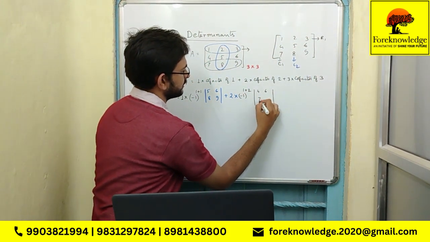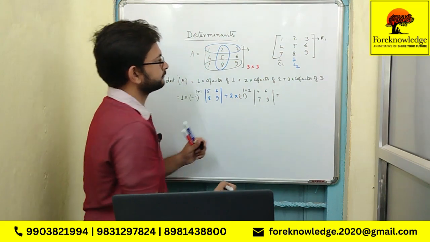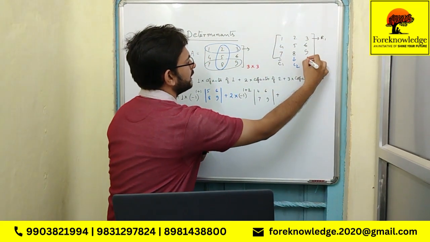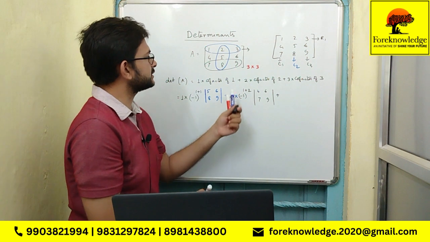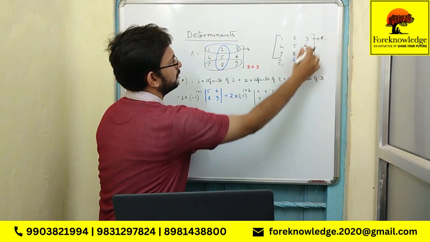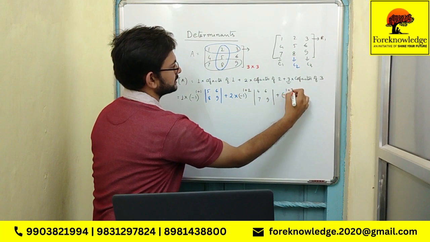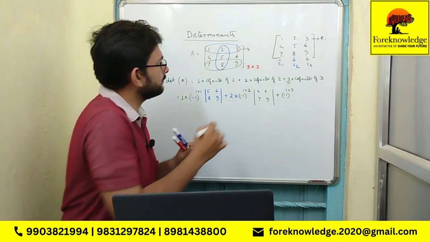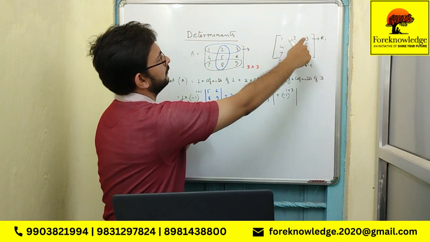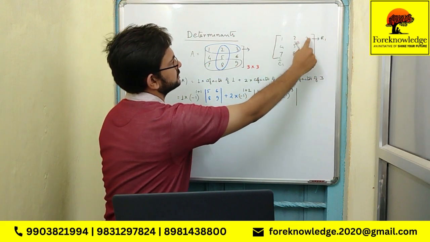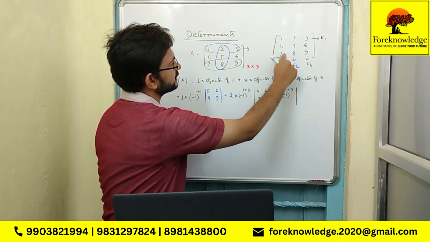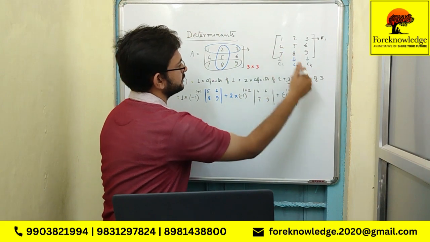Plus the last one, row 1 and column 3. 3 is present at row 1, column 3. So minus 1 to the power first row plus third column. And the subdeterminant, eliminating first row and third column, is 4, 5, 7, 8.